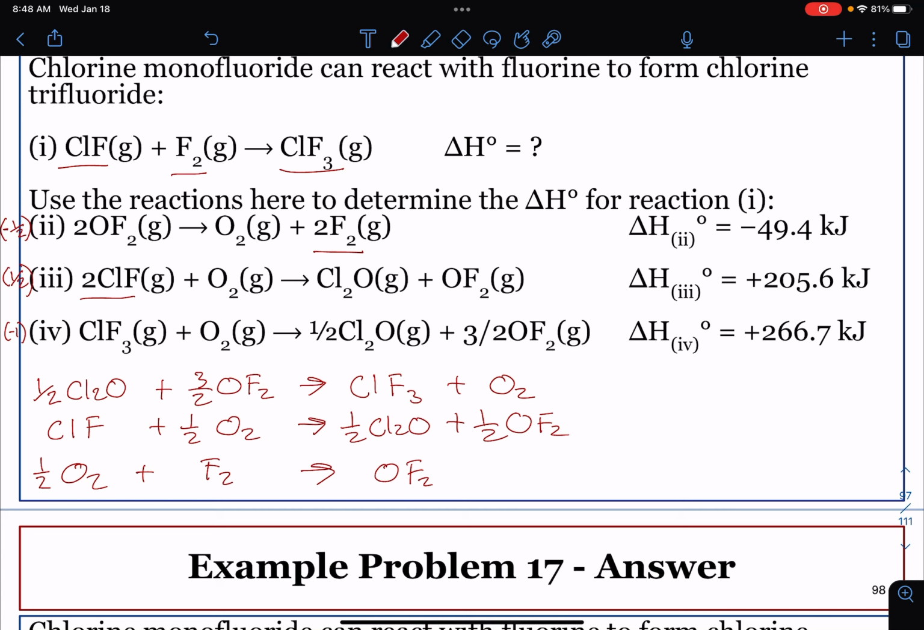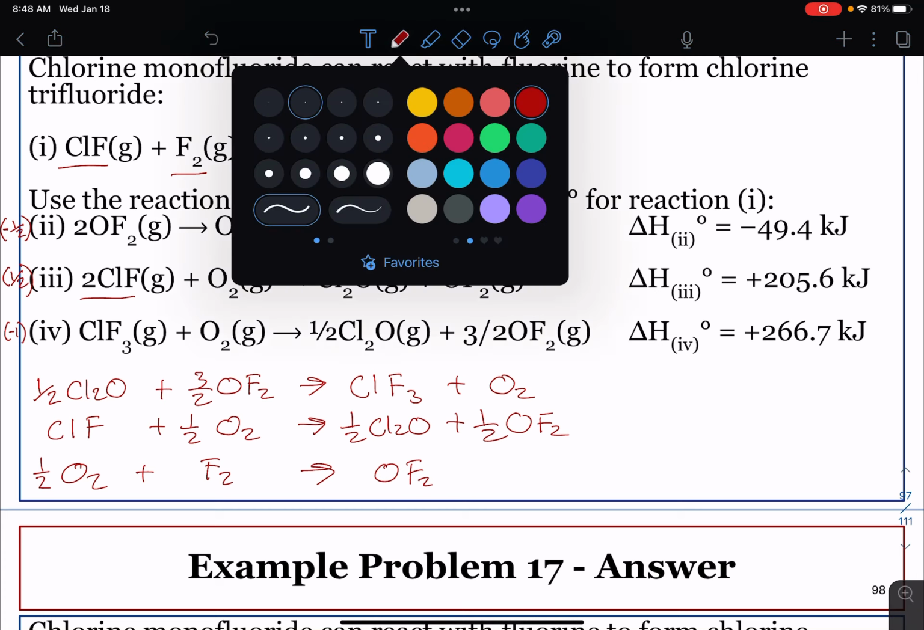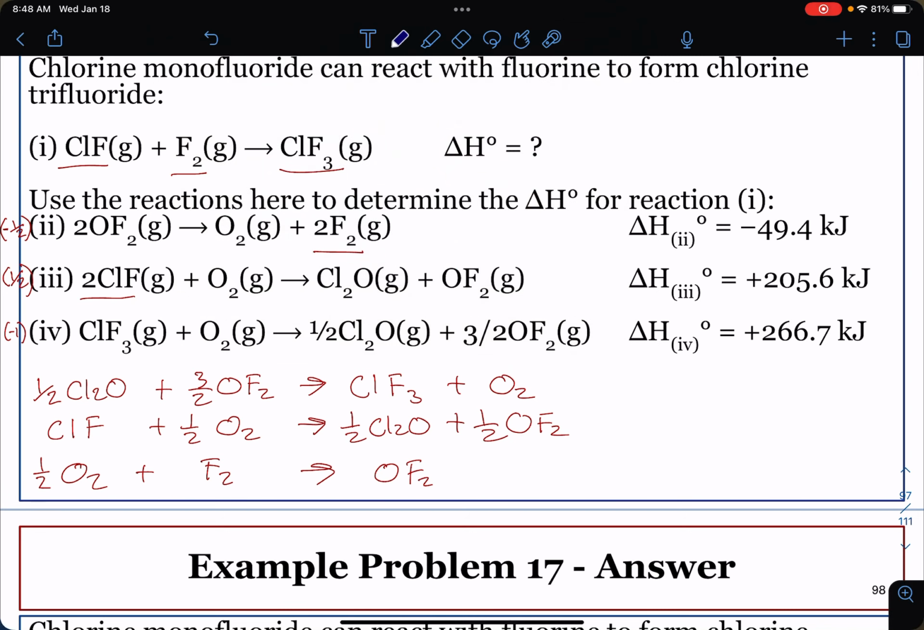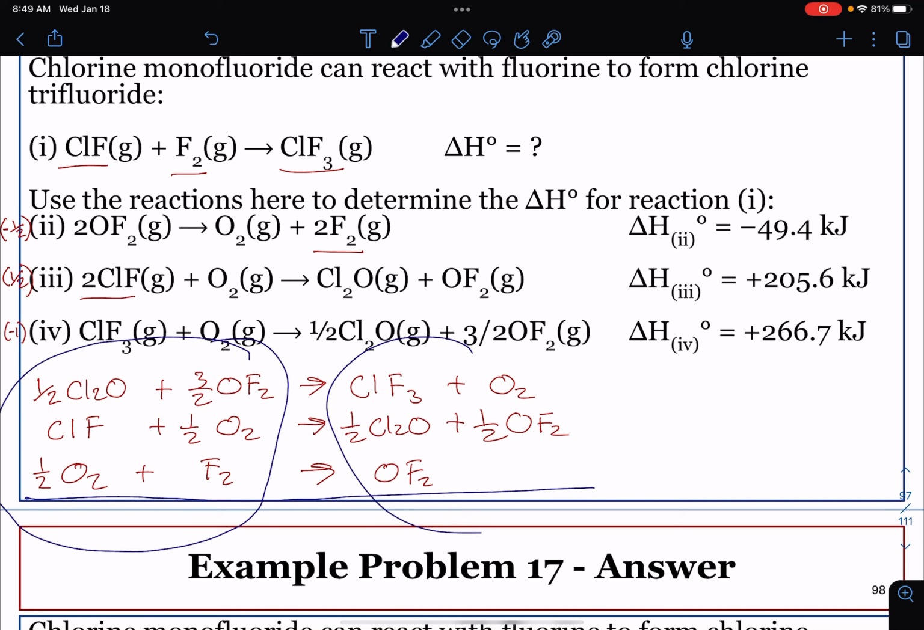Now, if we add up all of these reactions, I'm going to change color here. If we add up all of these reactions, we can see that these are all of our reactants, these are all of our products. Let's cancel the things that are identical on both the product side and the reactant side. Something that might be tricky is realizing that half O2 and half O2 equals 1 O2. So that would combine on the reactant side, but we have 1 O2 on the product side as well. So all of our O2s can cancel.